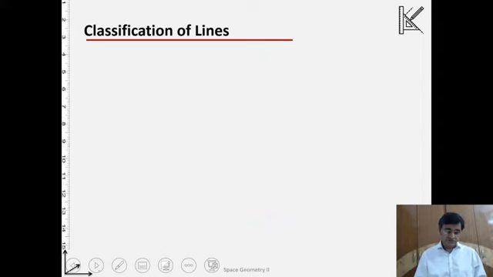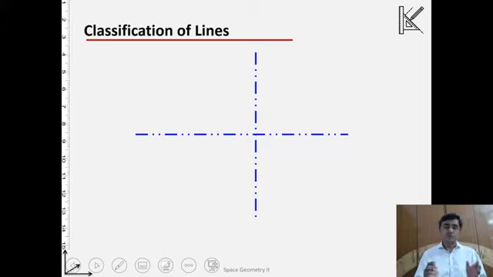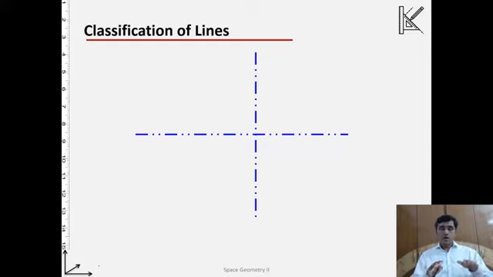Now some classification about the lines. Let's do one projection. Here in the projection, I'm drawing the hinge lines. We know what is the meaning of the hinge line. Just think of this. You have to visualize again in my lectures later on.